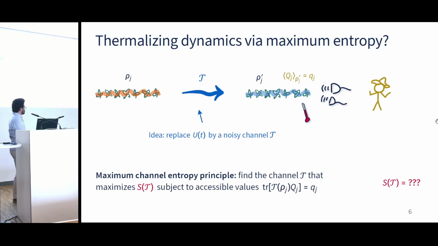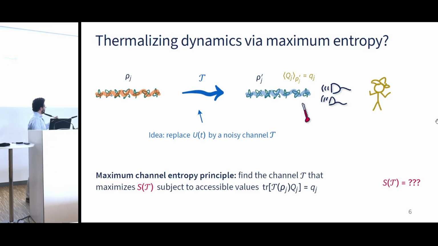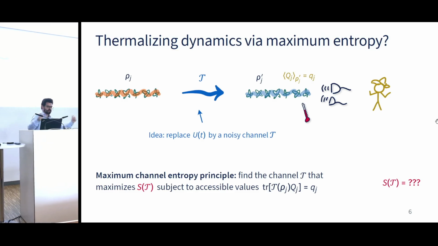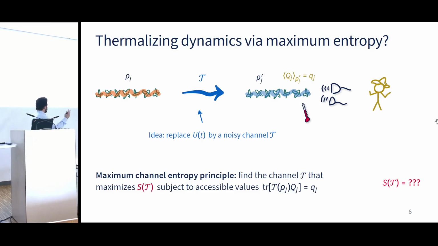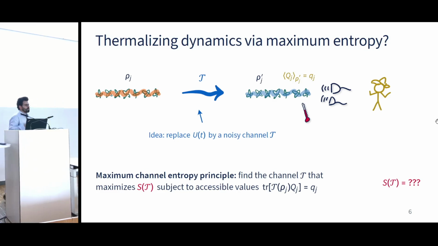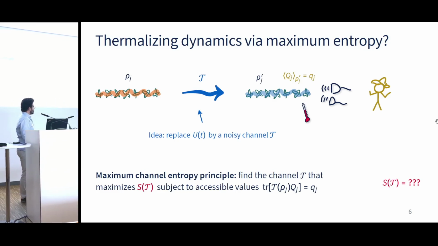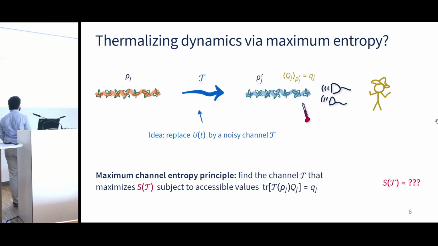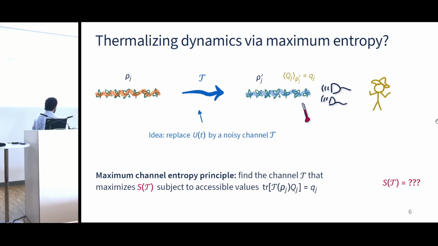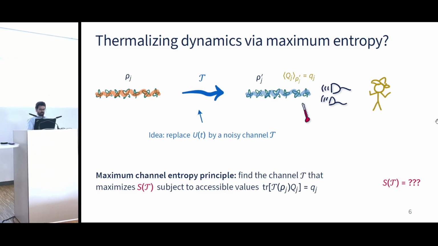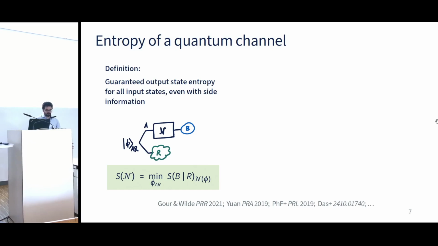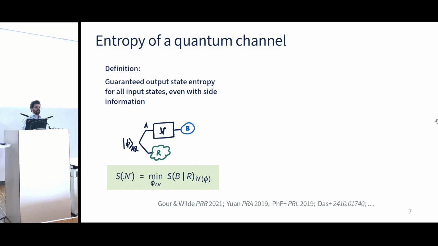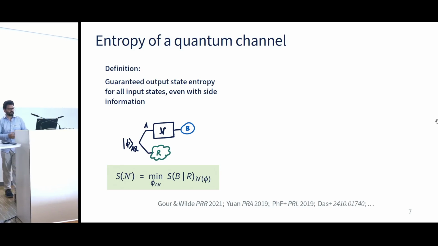So we might want to ask, is there a sense in which we can formulate a maximum entropy principle for channels? So we'd like to maximize something that we might want to call the entropy of a channel, and then we want to make that subject to accessible expectation values that we have access to. But the question really is, what is this function, this entropy of a channel that we want to optimize? Now, thankfully, there has been in the literature a convincing definition of what the entropy of a quantum channel is. And let me give you this definition right here.